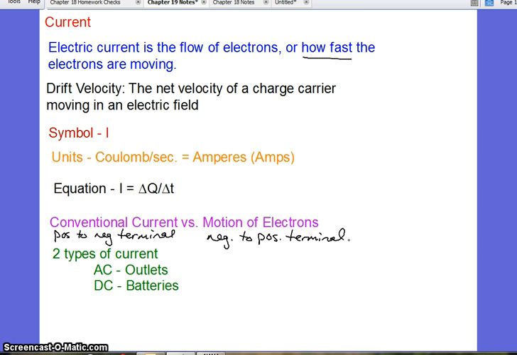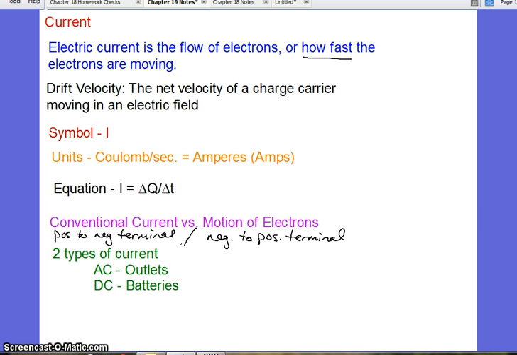Some people just like tradition, and they say that the current goes from positive to negative. However, some people have made the switch and now say that the current goes from the negative to the positive. So depending on who you talk to or what book you may read, you may see one or the other. In all actuality, it doesn't matter as long as you're consistent with the direction that you choose. And so conventional current is what Ben Franklin had discussed, and the motion of the particles, or sometimes the current that we talk about now, is the opposite of that.